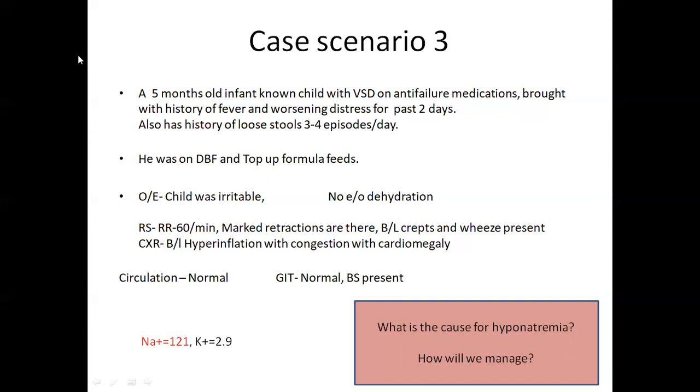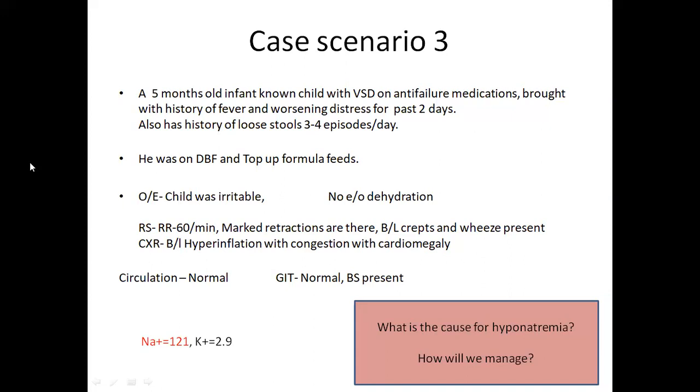Sir, already loose stools are there, 3-4 episodes per day. Then we are restricting fluid more. So I think we should correct also. Apart from restriction, we should rather go for correction because already fluid loss is there, although less, but it is there. Okay. How much sodium do you want to correct? You want to correct till 135? 125, sir. Then we can wait and watch.